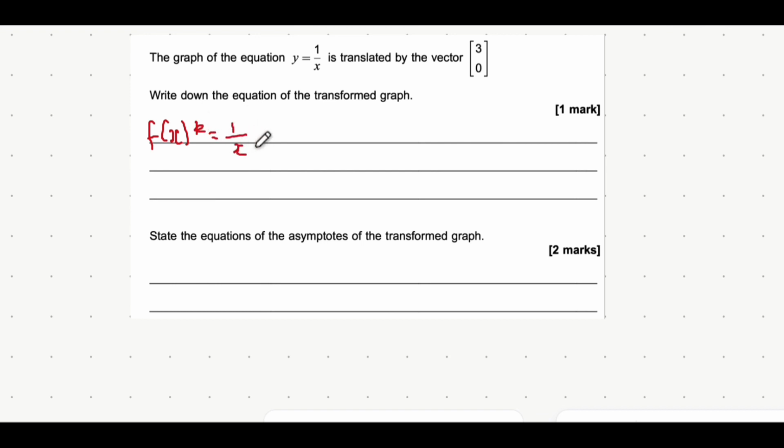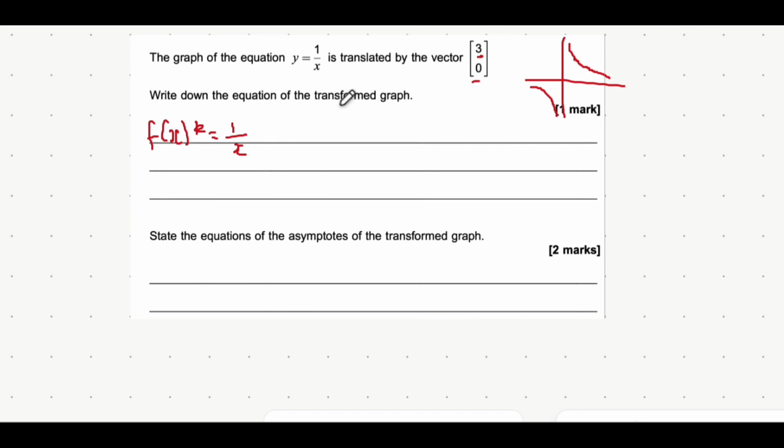It's telling us that it's translated by the vector (3, 0). So the top number affects the x-plane. Because it's a positive 3, that means all x values in the curve are moved 3 units to the right. So if we plot y equals 1 over x, it'd be something like this. All the points are being shifted 3 units to the right.